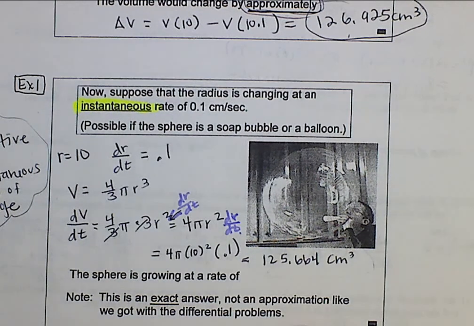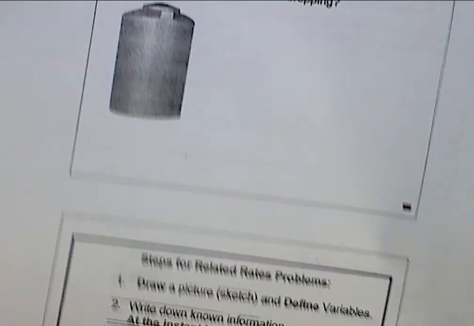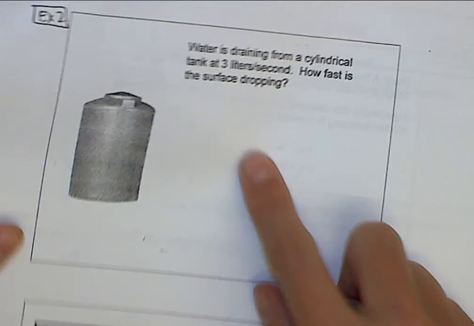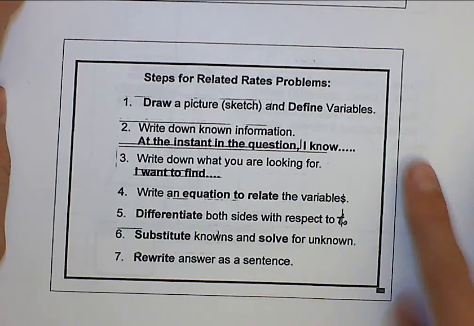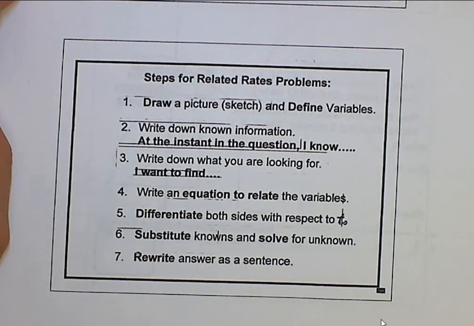On the next page, you have this up here. I want you to actually skip down to this one down here. These are the steps for related rate problems. Please pause me and read through these steps. Hit pause and read through the steps.